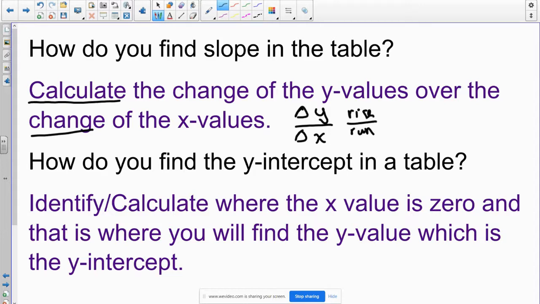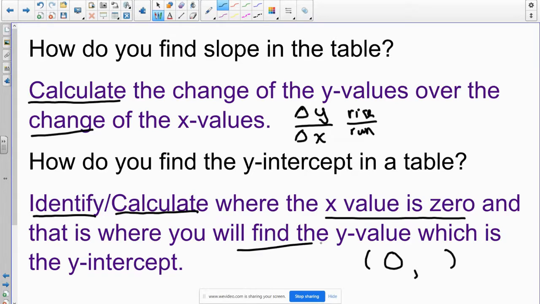So how do you find the y-intercept of a table? Because it's not a graph, it's not an equation, it's an actual table. You're either going to identify because it's given already, or you're going to have to calculate where the x value is 0. And we've had that conversation multiple times, that when we're looking at the y-intercept, x is always 0. So we're going to have to force that x value to become 0, and that's where we're going to find our y value, which is our y-intercept.